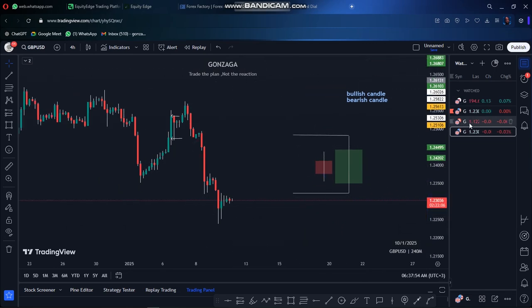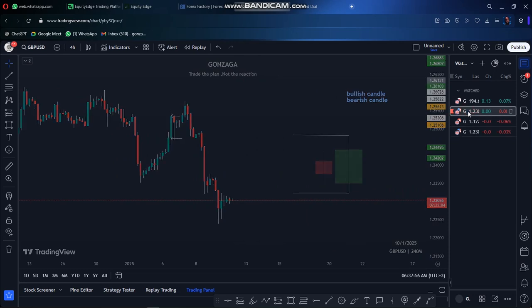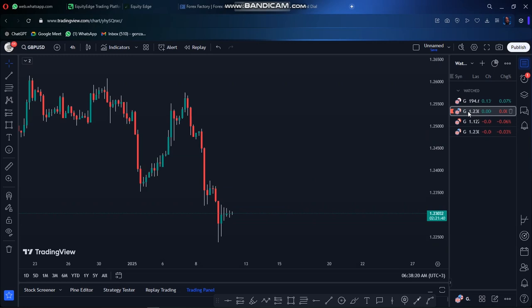For the first example, let me look for a pair that is buying. These patterns work best when you're using them in the right trend of the pair. So if you're looking for a buying pattern, like a bullish engulfing pattern, you should look for it in a bullish pair.